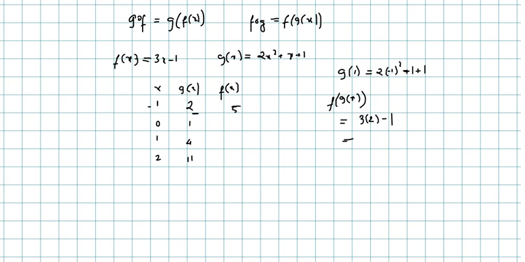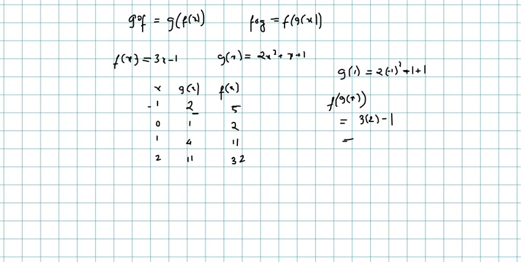Similarly for this one, 3 minus 1, that gives me 2. So this one will be 3 into 12 minus 1, 12 minus 1 is 11, and this would be 33, 33 minus 1, that gives me 32. So this is f of g. So we can easily find out g of f and f of g like that.